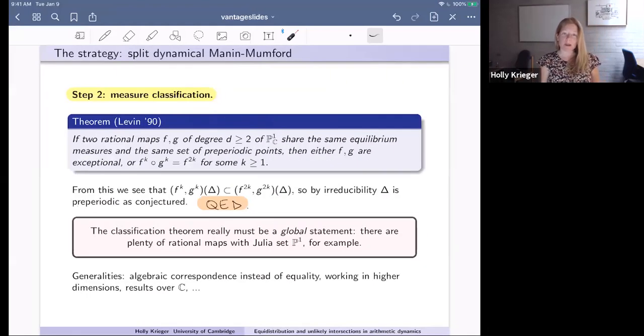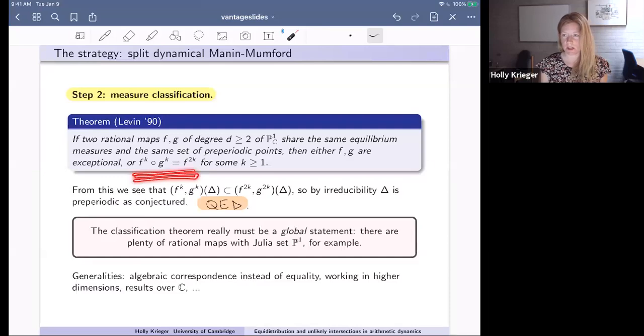All right, now the measure classification. What does it mean for them to have the same adelic measure and the same set of pre-periodic points? Well, in this simplified case, this was already well known. There's a theorem from 1990 of Levin, which states, just in the Archimedean setting, that if we have the same equilibrium measure and the same set of pre-periodic points, it's not stated in quite this way, but it's in Russian anyway, so probably most of you are not going to read it, then either F and G are exceptional in the way that I halfway talked about before, or we have a symmetry between F and G, okay?